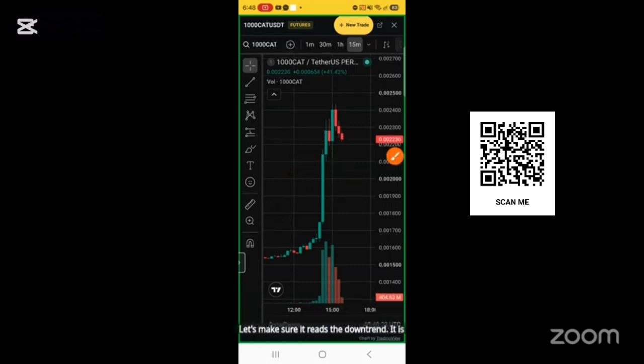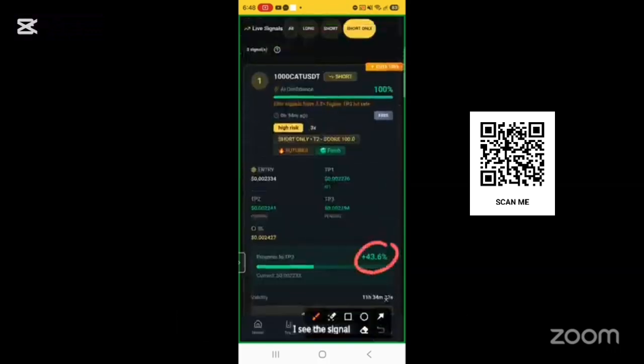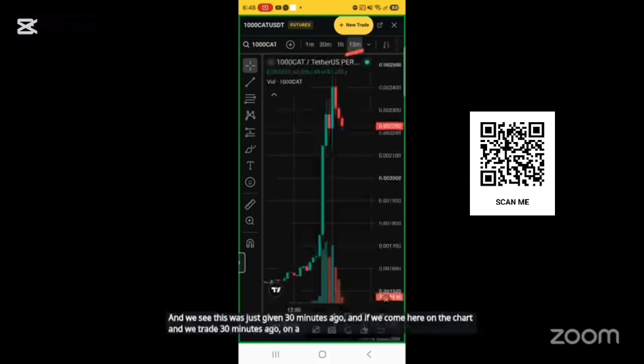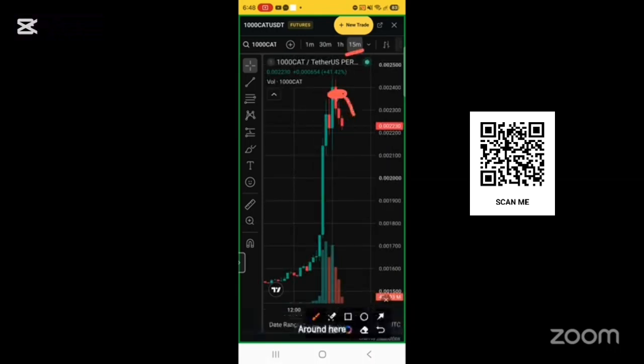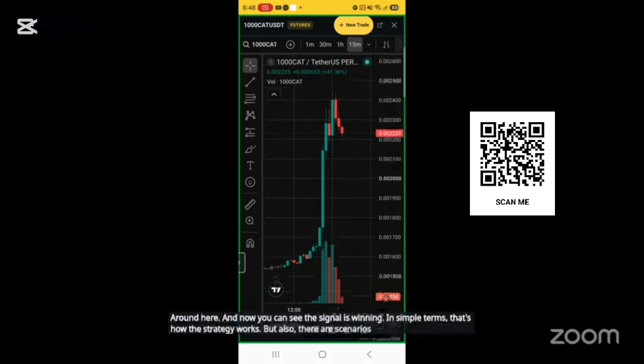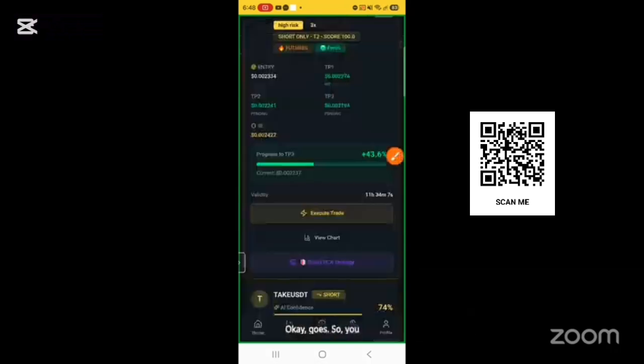It is a perfect scenario that we are seeing here. You can see the signal is winning, and we see this was just given 30 minutes ago. And if we come here on the chart and we trace 30 minutes ago on a 15-minute time frame, we can see it was given around here. And now you can see the signal is winning. In simple terms, that's how the strategy works. But also, there are scenarios where it retraces a little and then goes. So you should be aware of that.